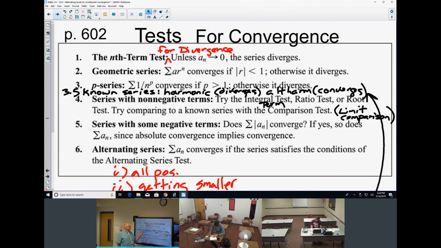Then, for the series that had no negative terms, we learned the integral test, the ratio test, and the root test. And then we had 2 comparison tests. We had the term comparison test and the limit comparison test.